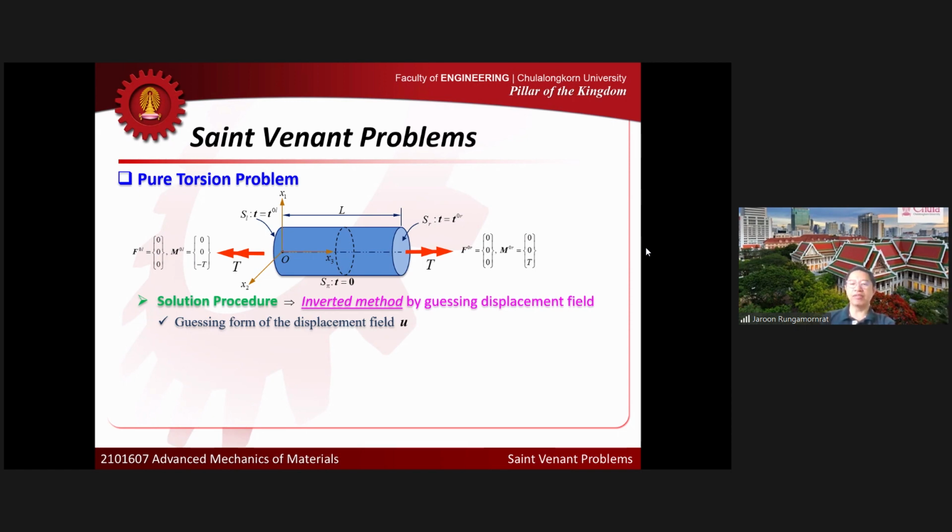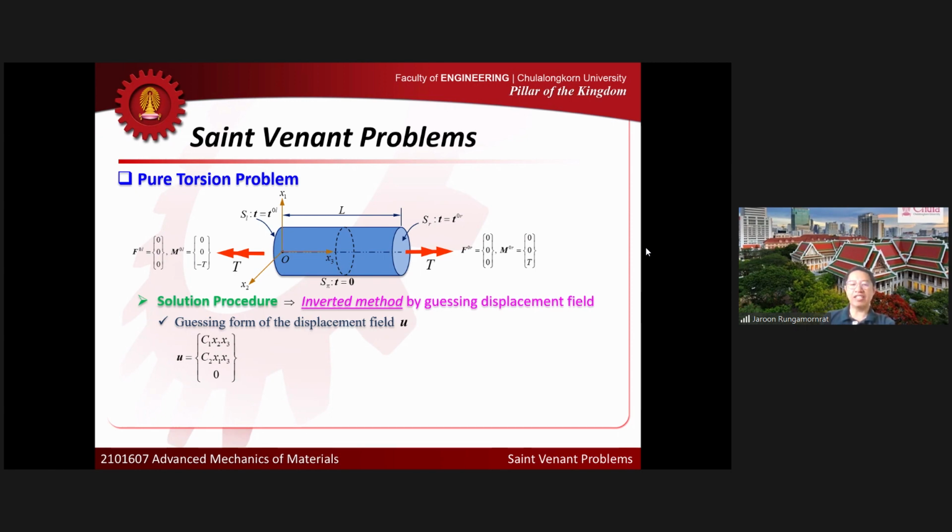This should be similar to the exam problem that I asked you before, or similar to one of the problems that you have to solve in your homework assignment. So the more difficult part is guessing the displacement field in a good form. But here, I will guess the displacement in this particular form.